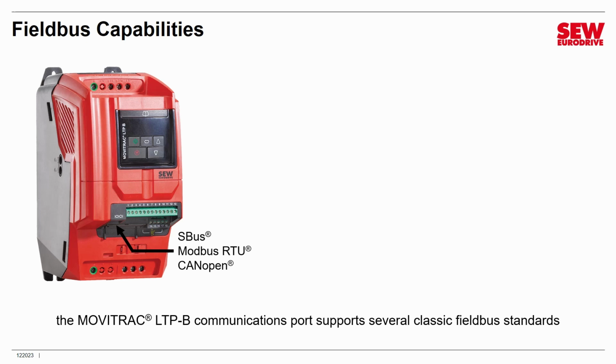You may wonder, what is SBus? SBus is an SEW Eurodrive specific protocol that works on top of a CAN network. So CAN-open is another version of a CAN network. Both of these are similar. Modbus RTU, of course, is a well-known standard. It's been around for a very long time. All 3 of these are available on the built-in communications port. So if you want to communicate with one of these, you have pretty much all the hardware you need. You just need some cabling hardware.